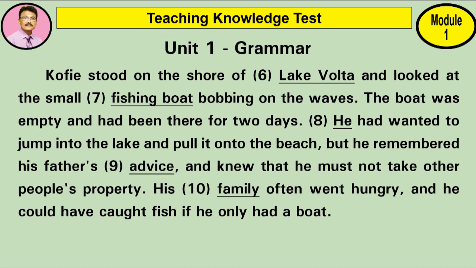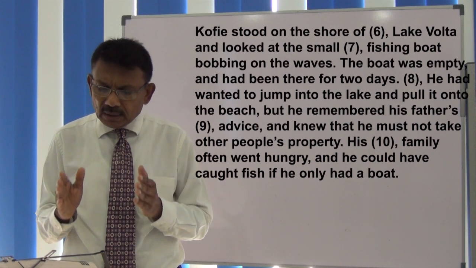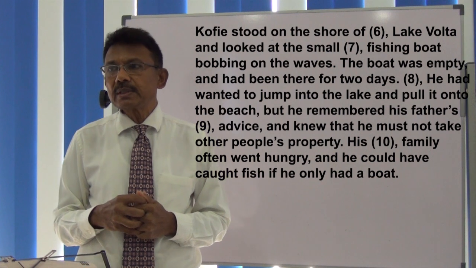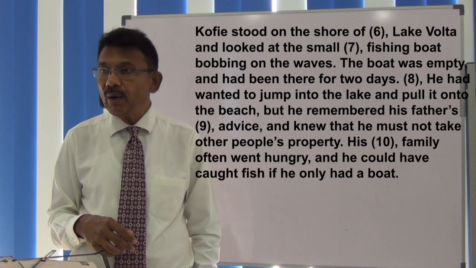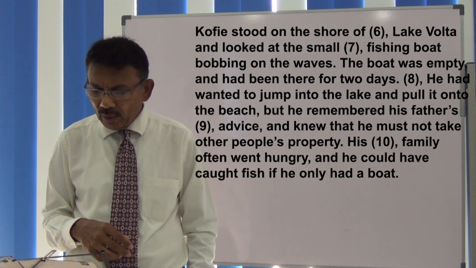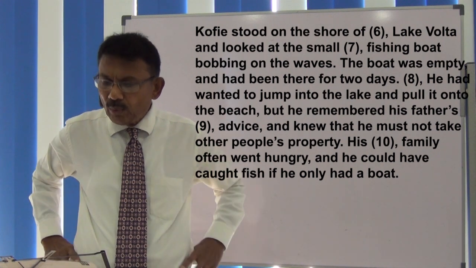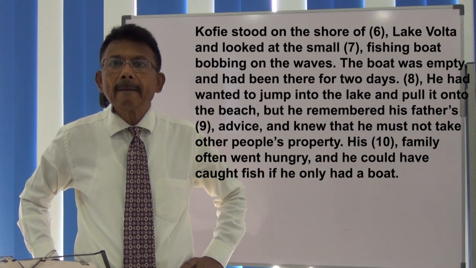Now some parts of this paragraph are underlined. The first underlined item is Lake Volta. What grammatical item is this out of the 6 items given above? Is it a pronoun, collective noun, plural noun, compound noun, proper noun, or countable noun? What's your answer?